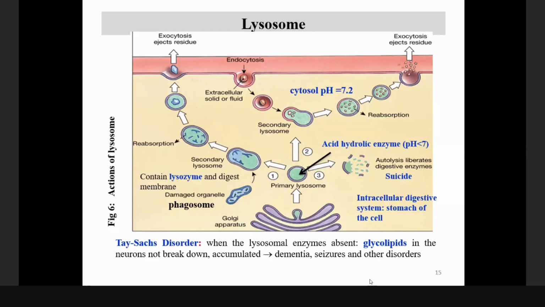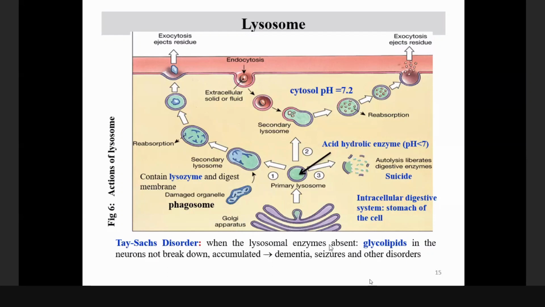The lysosomes are actually made from the Golgi apparatus. So the parent organelle for the lysosome is the Golgi apparatus. As you are looking at figure 6, there is a bulged out structure from the Golgi apparatus, and then that bulge breaks off.